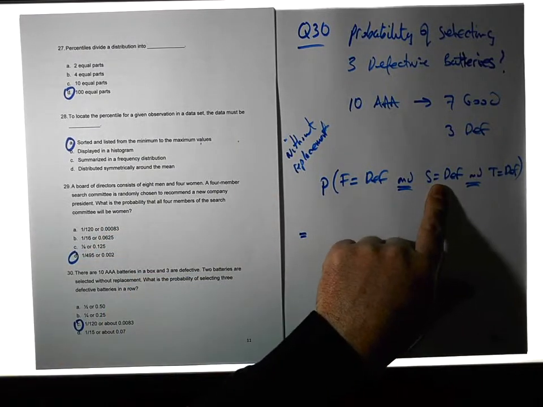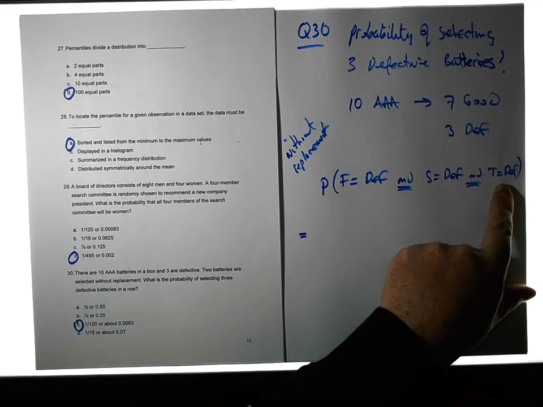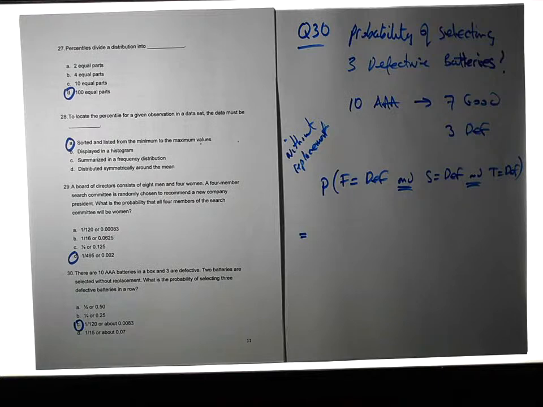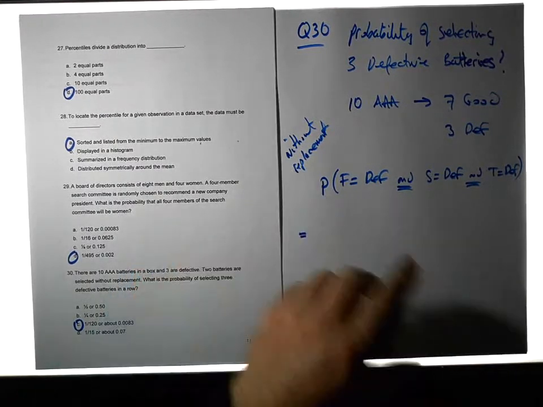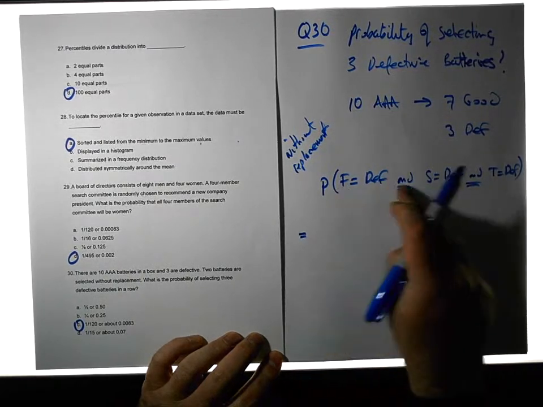So when you go to select the second battery, there's only 9 batteries left. And then when you go to select the third battery, there's only 8 batteries left, if that makes sense. So we know now that without replacement means that there's dependence. So we need to calculate this, which is now just the product of the 3 probabilities.